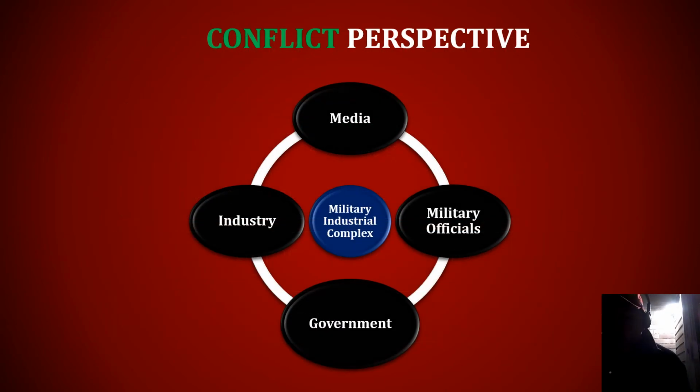So within the conflict perspective, they would view this military-industrial complex as being even more than the military-industry connection. They also view it as heavily political, as it would be. But then the other interesting one is the role of media. The role of media in shaping how we see things like the military.